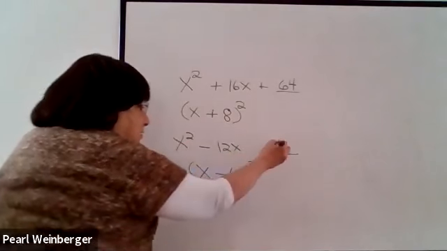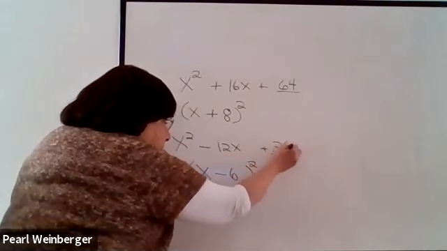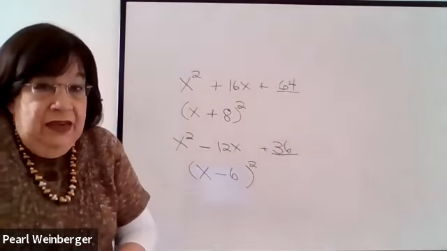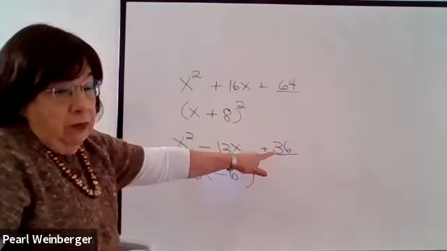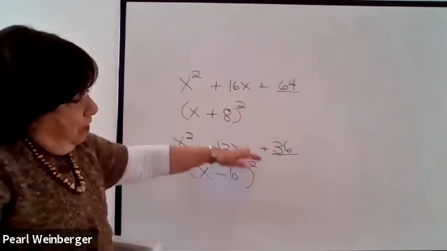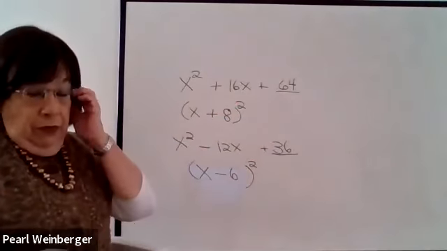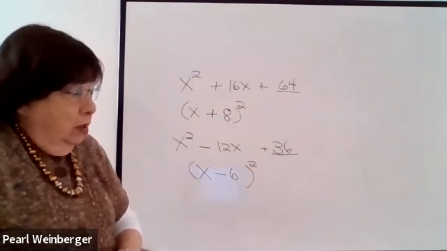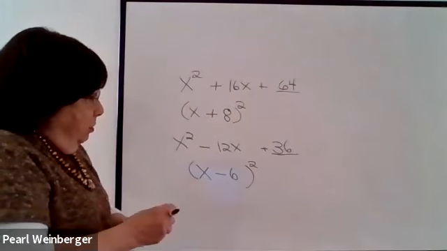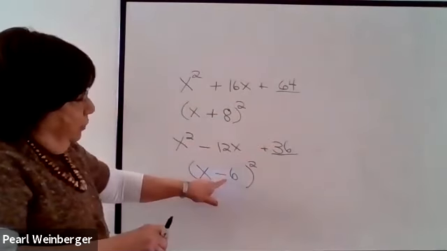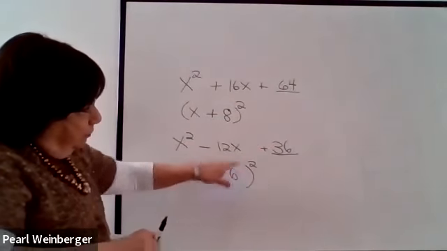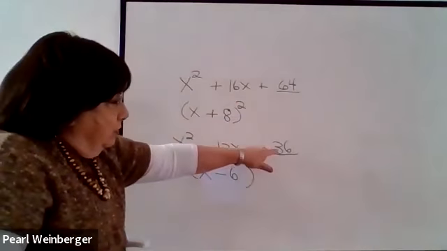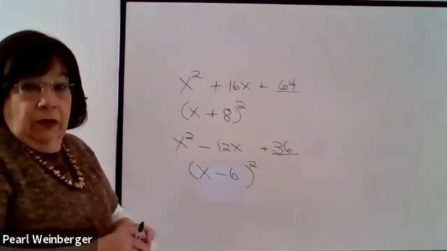-6 times -6 is positive 36. So finding the missing number and then figuring out the binomial square is really not too hard. Again, you could do it in either order, you could first figure out this number, or you could first figure out this number. I always like to find this number first because it's so easy to do, and then I just figure this one out from here.